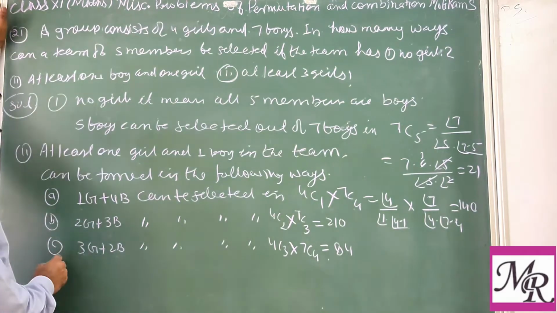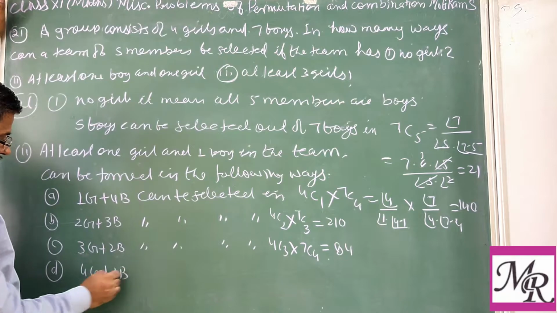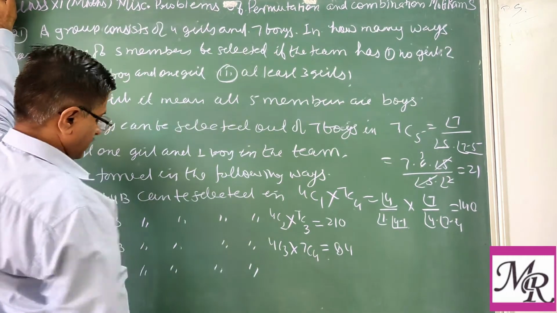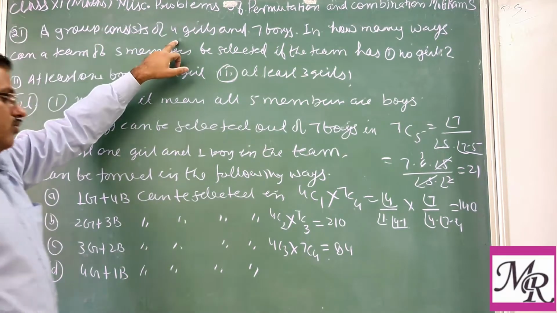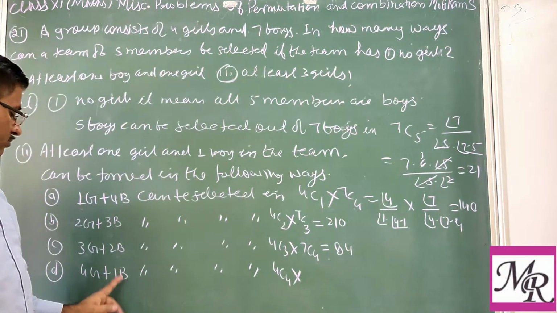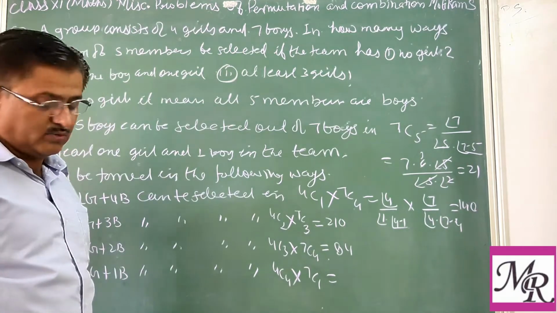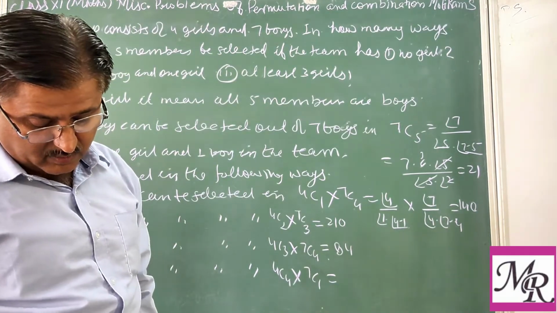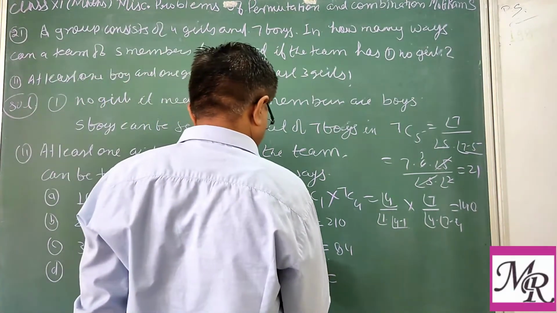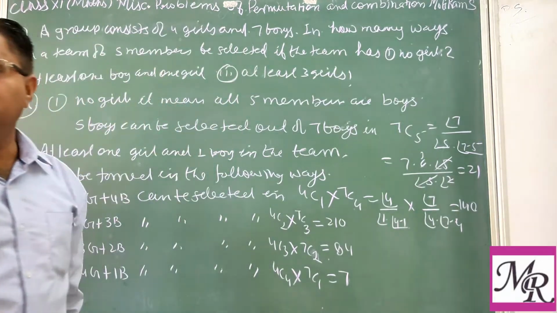Then last option, that is B, that is 4 girls then 1 boy. Now next is not possible, can be selected. 4 girls out of 4, that is 4C4, 1 boy out of 7, so 7C1. So this is 1 into 7. If you multiply, that will be again 7. Clear? So this is 7. Now these are the subparts.